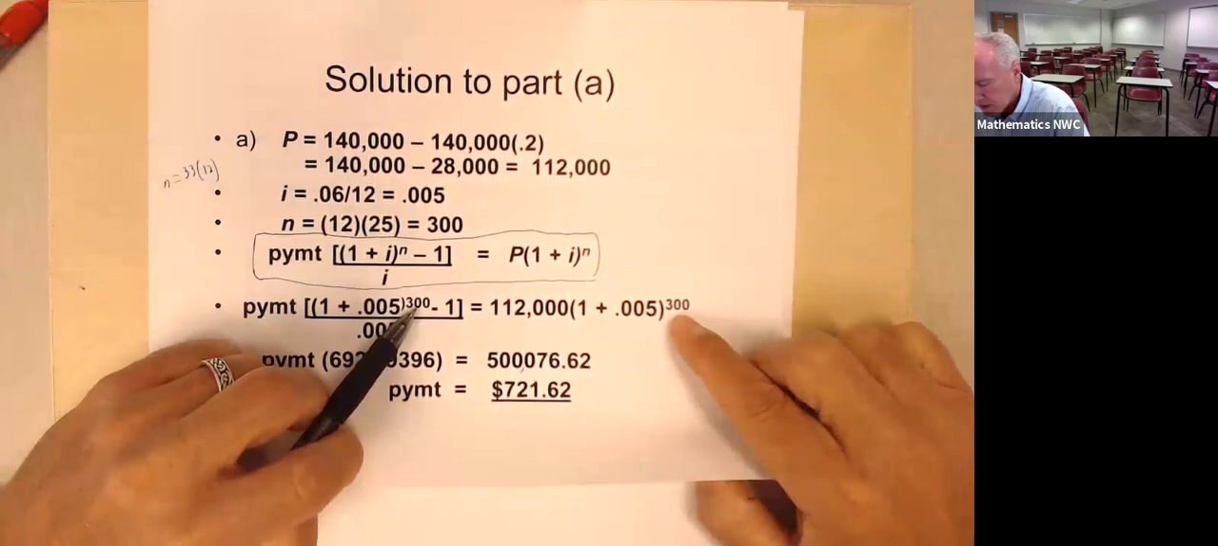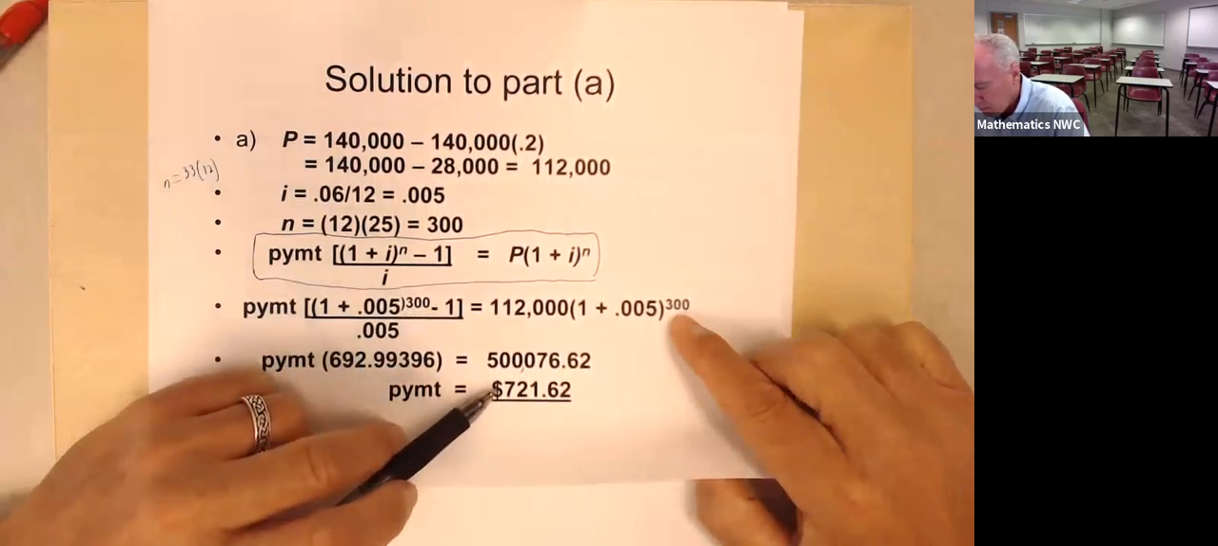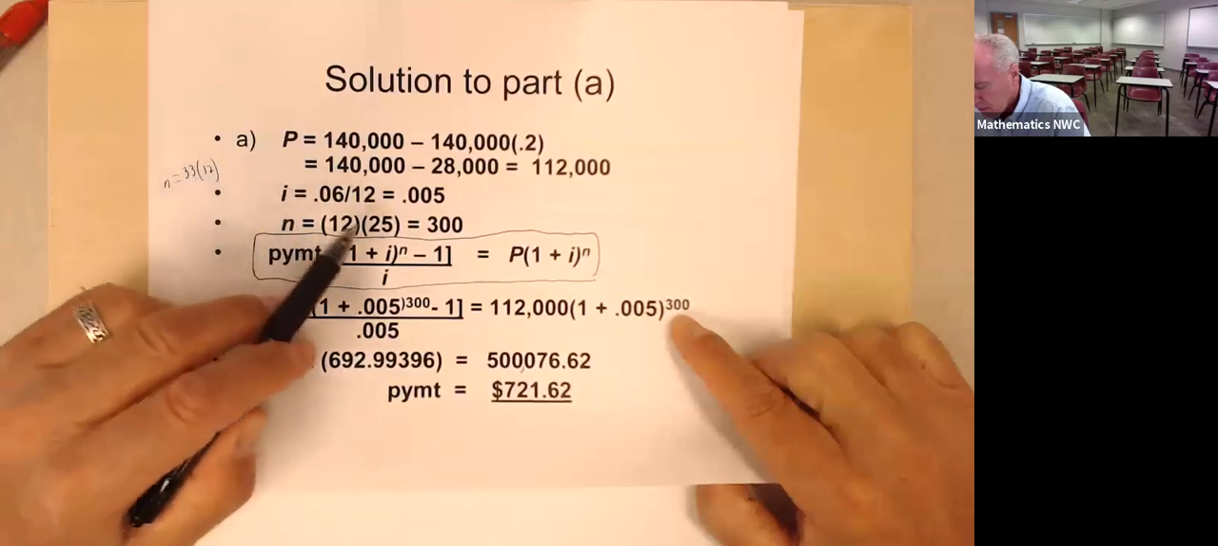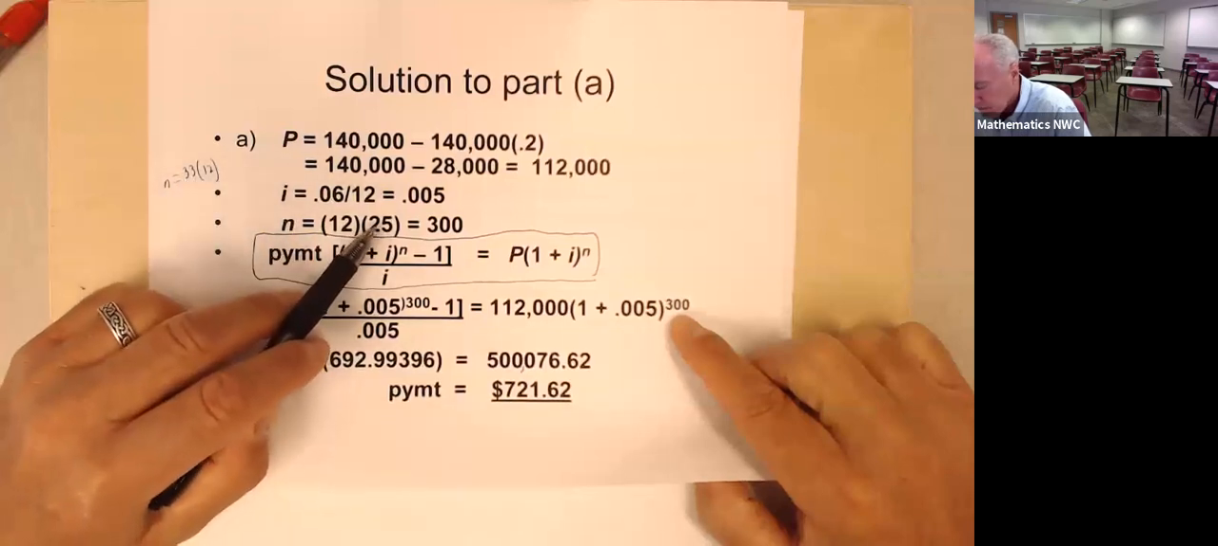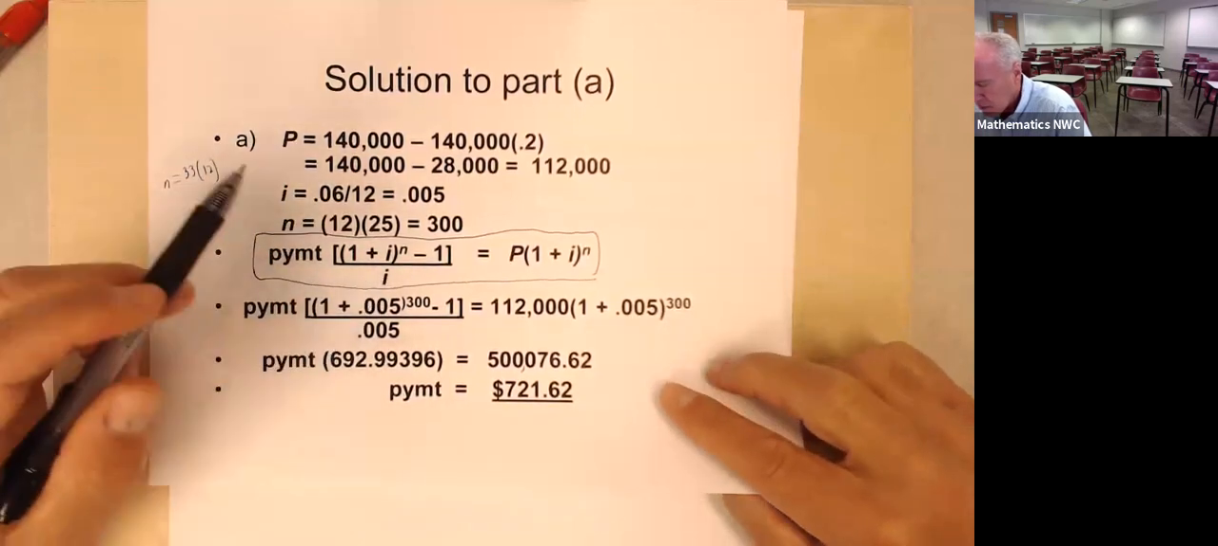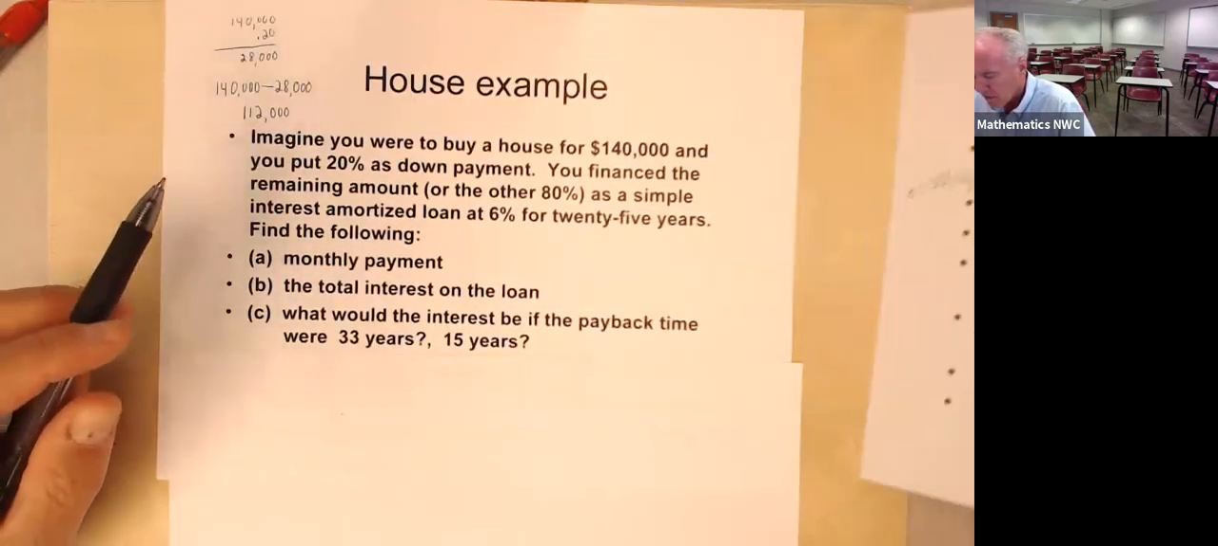That would have changed it some. You would have gotten a smaller payment. The smaller payment would have been great every month, but you would have had to pay for it for 33 years rather than 25 years. That's the downside. It also means you would end up paying more interest.